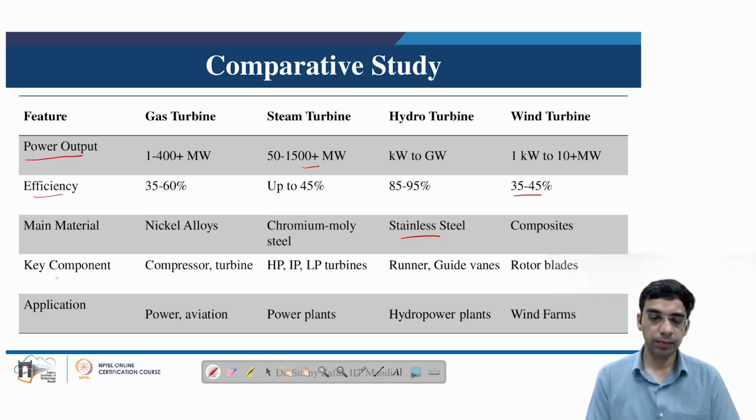Then if we look at the key components, for the gas turbine the key components were the compressor, the turbine and the combustor. In case of steam turbine, it is the high pressure turbine, intermediate pressure turbine and low pressure turbine. In terms of the hydro turbine, it is the runner and the guide vane. In terms of wind turbine, it is the rotor blade. And these are generally the applications. Most of them are used in the power generation sector, and the gas turbine is the only exception which is also used in the aviation sector.